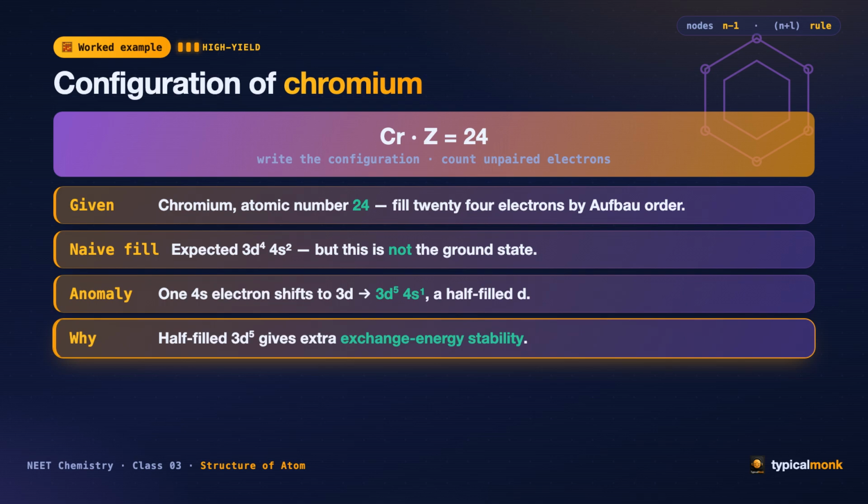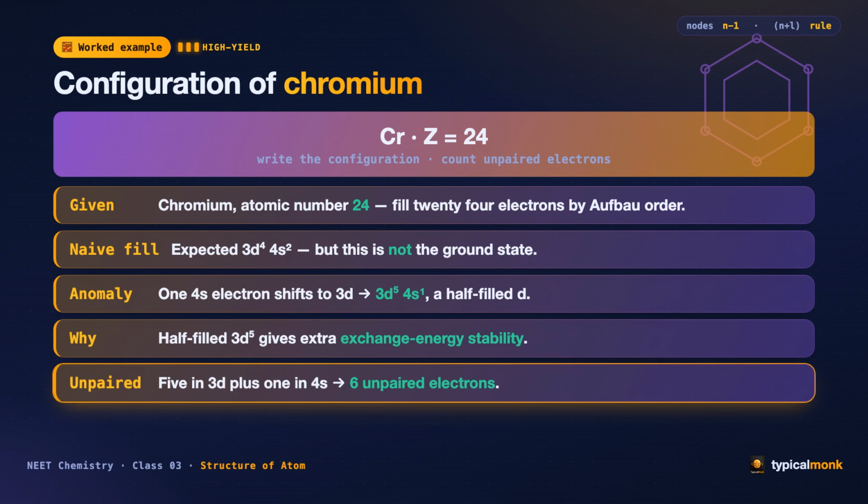Step 4. Why does this happen? A half-filled 3d5 is unusually stable because of something called exchange energy, the extra stability an atom gains when parallel electrons can swap places among equal energy orbitals. Nature pays a small price to reach that half-filled comfort.